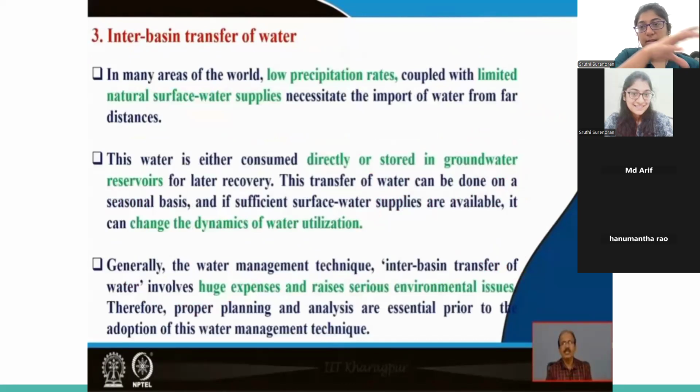Interbasin transfer of water is when the same thing that we have described in intrabasin is occurring between two different watersheds. So there we are talking about water bodies within one single watershed. Here we are talking about the transfer of water or recharging of water from water bodies present in another basin to supplement the water availability in a different basin. This is a very complicated process. It includes moving water across two basins, administrative boundaries, and it is a very costly affair. So it's about interbasin and intrabasin.